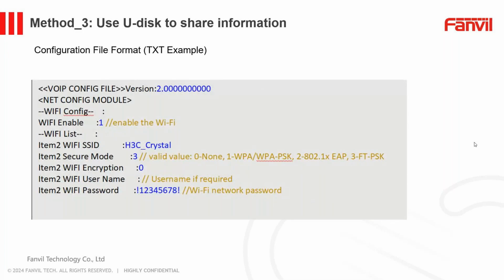So as mentioned before, here is the configuration file format, TXT format. We have the config file and we have network configuration on it. So the Wi-Fi enable should be set to 1, of course, because you need to enable the Wi-Fi settings on the phone. And the second item is the Wi-Fi ID. Here is the name, and an example is H3C Crystal. And we have the secure method, which depends on your configuration on your router. Here it is set to 3, which is fast transition PSK, and we have the encryption, the username if it is required, and the password for the SSID.